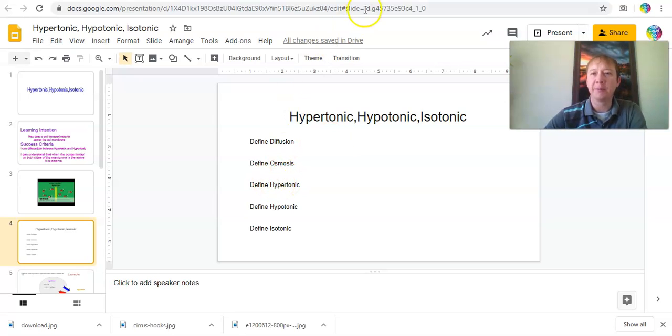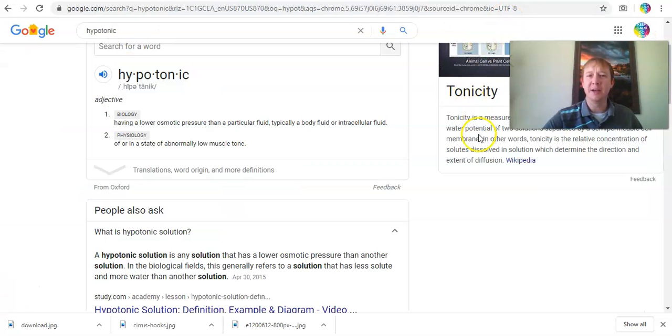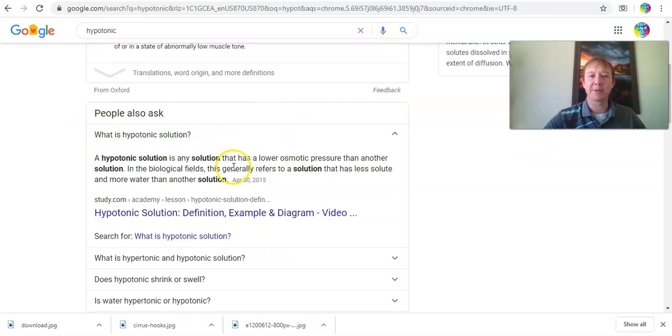As an example, I looked this up because I realized it may be confusing with some of the definitions. Right in here, you can see it says having a lower osmotic pressure. But down here, where people ask what hypotonic is, a lot of times we look at it in biological fields. So it refers to a solution that has less solute and more water. The solutes are basically anything in the cell or in the solution that is not water. For the most part, we're going to be looking at glucose, which is sugar, and salt.